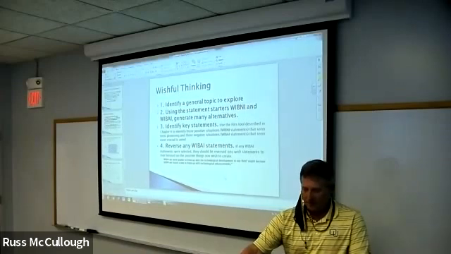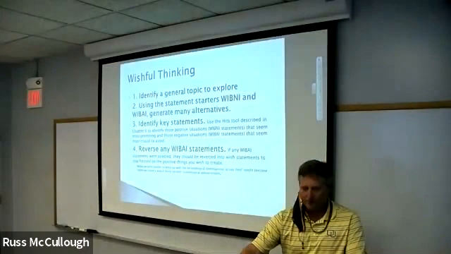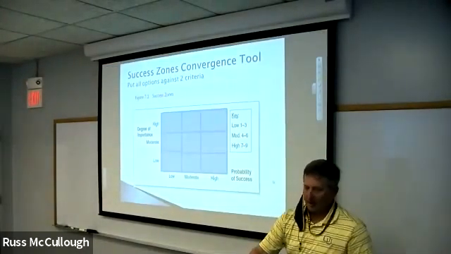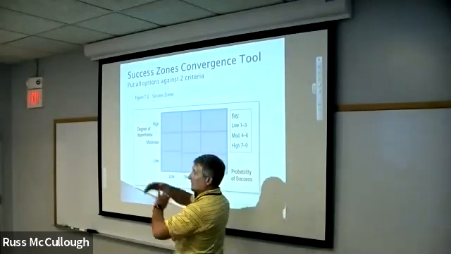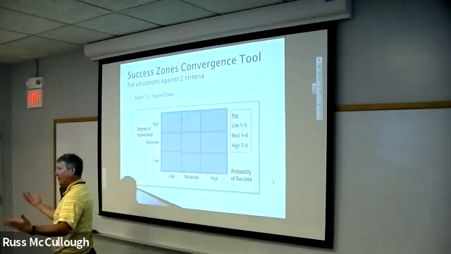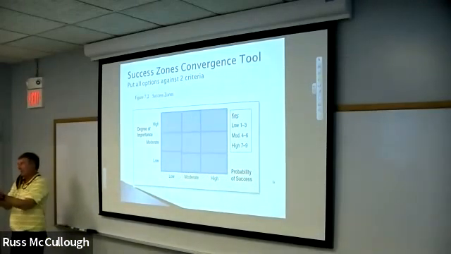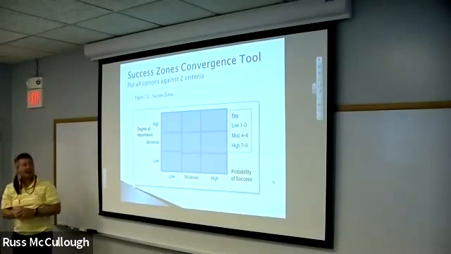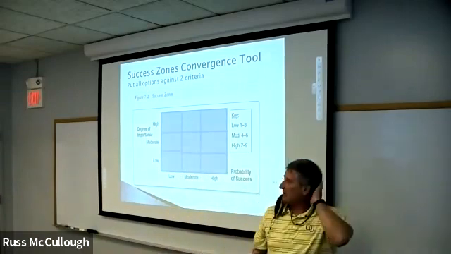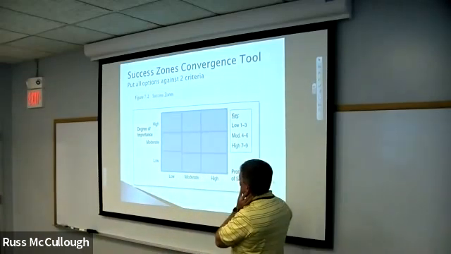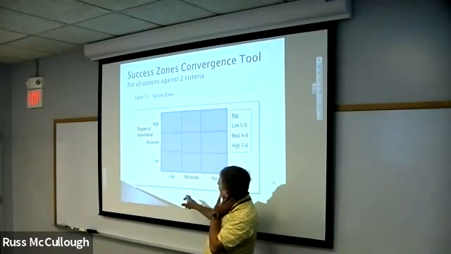Okay, so our last step here is to figure out which ones of those we should do. So we've converged down to 20, 30, 10, I don't know what it is. Maybe it's a clustered group of them that you can articulate into an area of your life, like personal finance. And then we're going to use this little tool to figure out which ones would be the best to pursue. So this is called the Success Zones tool.